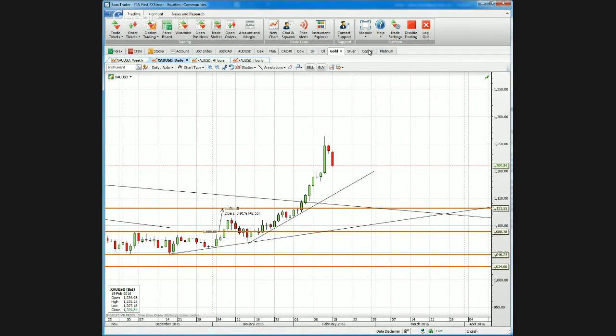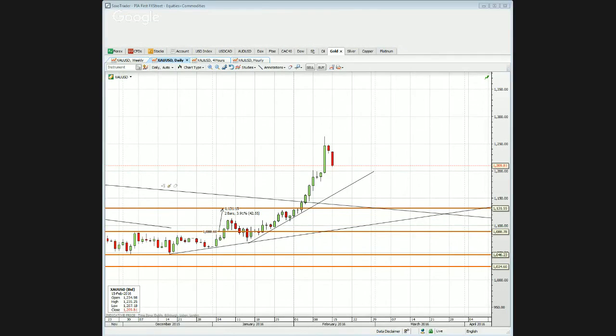So I've covered oil and gold, the two major ones. Are there any other markets that people would like me to have a look at?